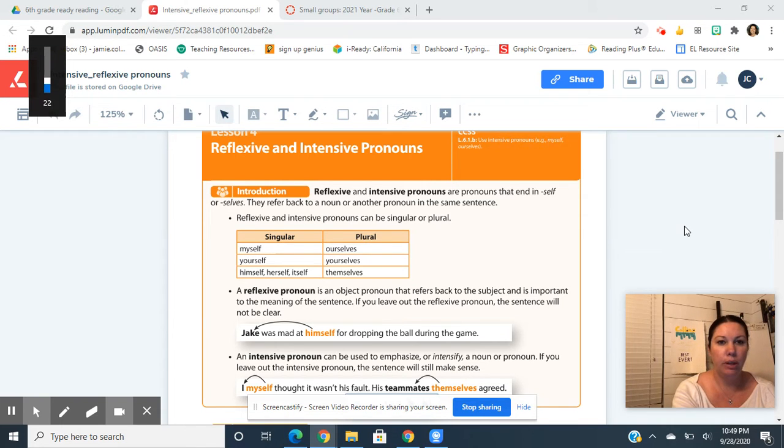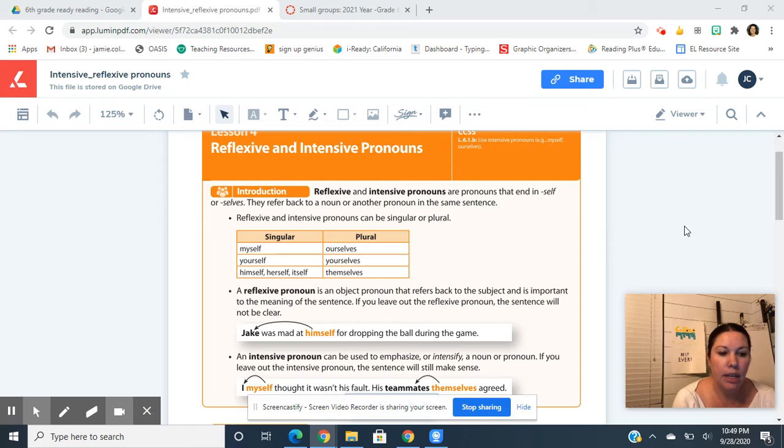So if you want to pull out your book, we're going to open up to page 237, 238. On page 237, it gives us a rundown of what reflexive and intensive pronouns are. They are pronouns that end in self or selves: self for singular and selves for plural. They refer back to a noun or another pronoun in the same sentence.